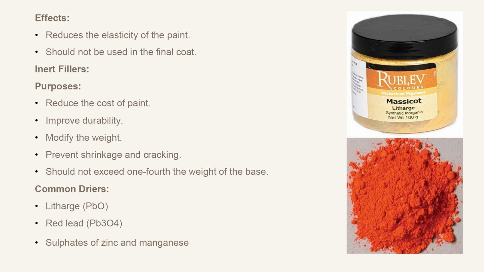Common compounds used as dryers include litharge, red lead and zinc and manganese sulfates. A small recap here in between. After a clear understanding of the two main ingredients of the paint, the base and the vehicle, we learned that dryers in paint come in soluble and paste forms. That helps in accelerating the drying time. Soluble dryers are good for quick drying but can reduce paint elasticity, while paste dryers improve durability and reduce cost but should be used within limits to avoid issues.